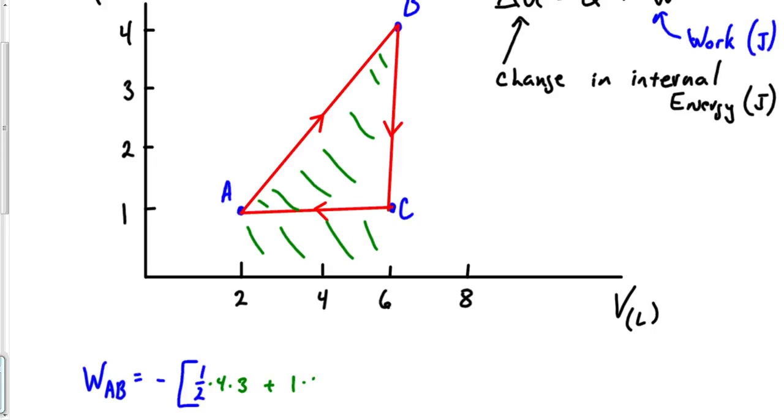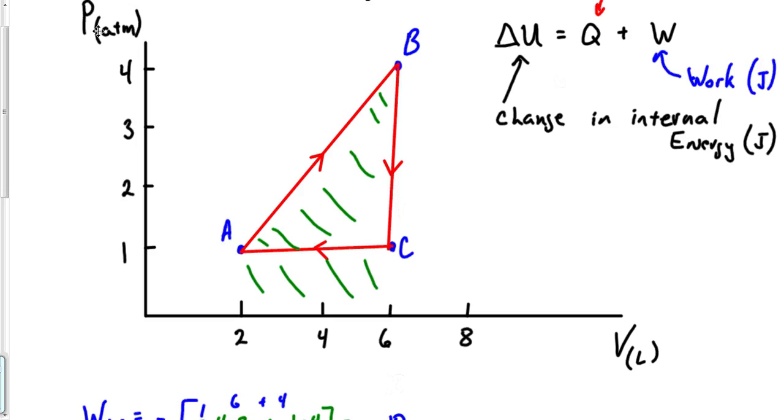Plus, what's this? 1 times 4. And so my work from A to B, let's see if we can do this. That would be 2 times 3, so we've got 6 plus 4. So I've got negative 10. Now that is actually not the right answer.